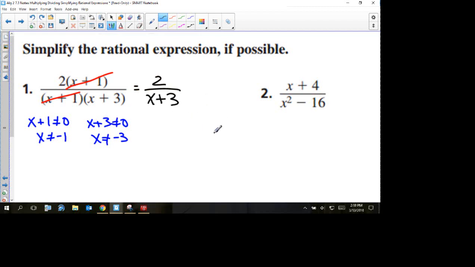So now I have 2 over x plus 3. What's my next step? You gotta look at the domain restrictions again. So now I'm looking at my domain restriction. X cannot equal negative 3. Is that exactly the same as it's always been? No. What changed? What am I missing here? So that has to be part of my answer. There you go.